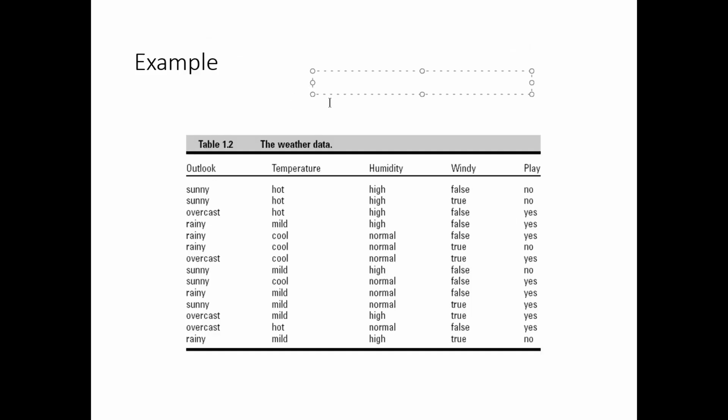So in Outlook, 3 different values are there. What are the 3 different values? We can have sunny, we can have overcast, we can have rainy, right? So 3 different values. You can create 3 branches, and then you compare with the final value.